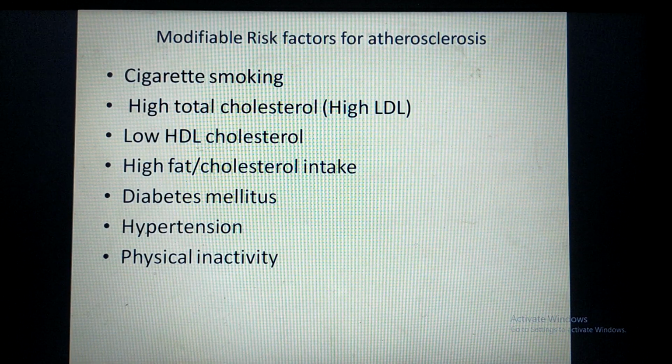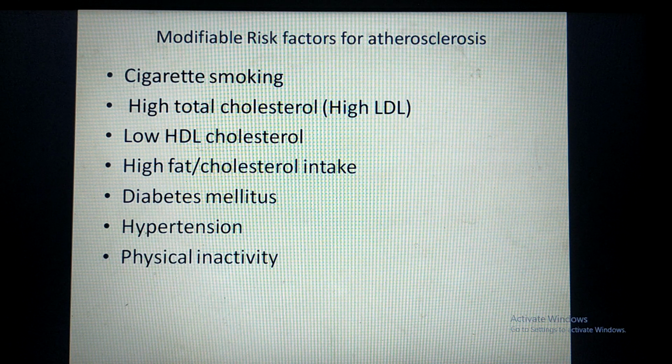Now some risk factors for atherosclerosis. Cigarette smoking is an important cause of atherosclerosis. Cigarette smoke contains nicotine. This nicotine is a potent vasoconstrictor. Due to vasoconstriction of the blood vessel, the blood pressure increases, and when the blood pressure increases and blood tries to flow through the artery, there is damage to the endothelial cell, and whenever there is damage to the endothelial cell, the pathogenesis of atherosclerosis starts, just as we have seen.